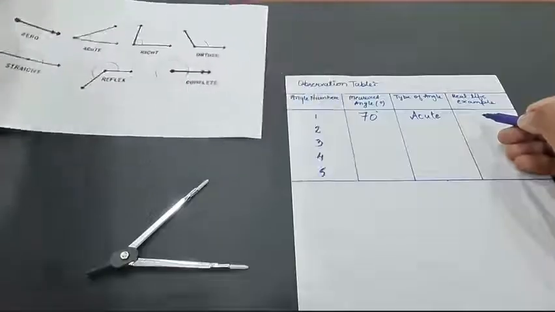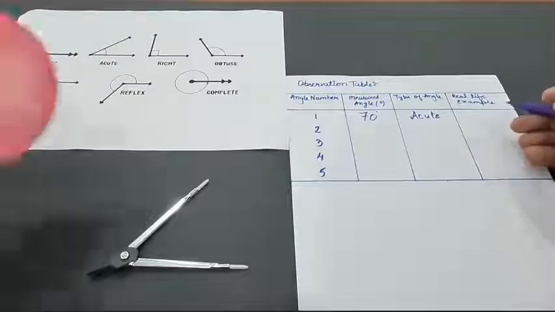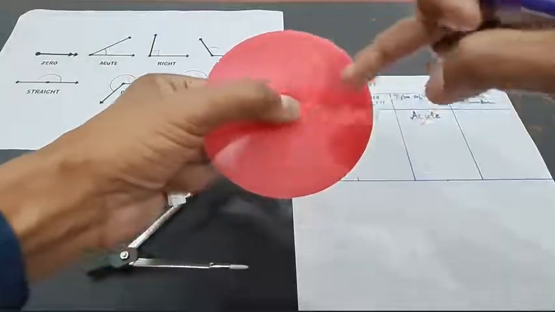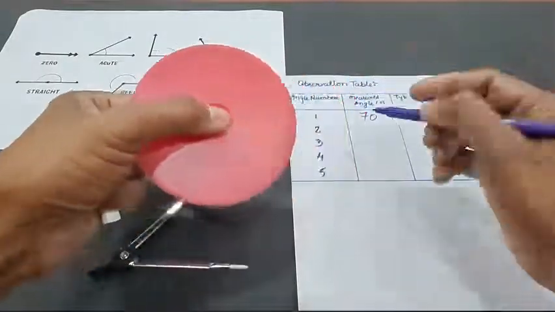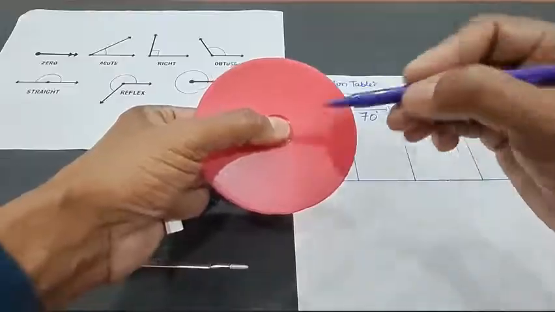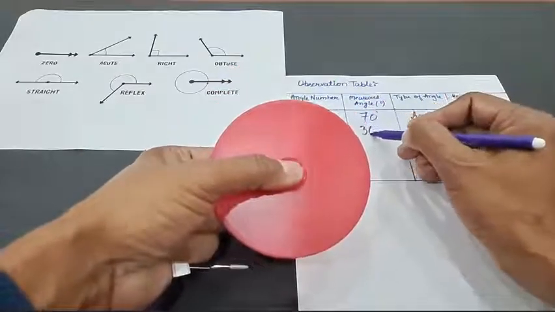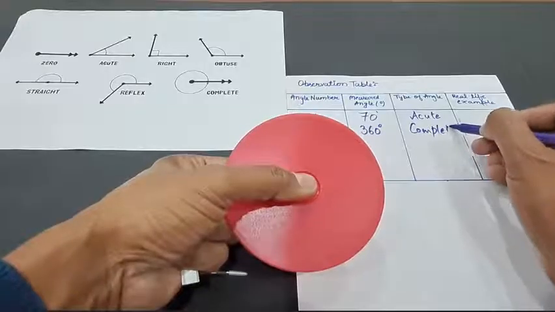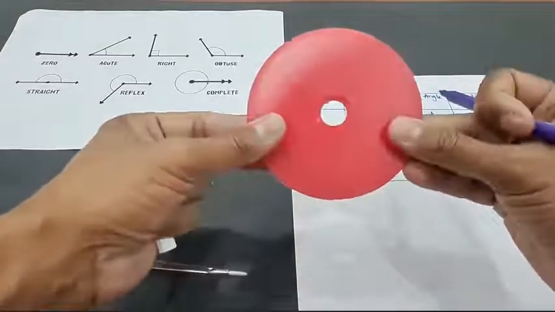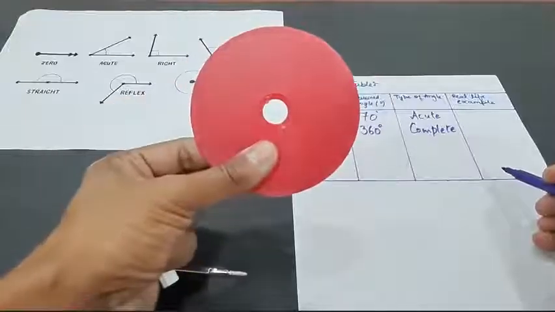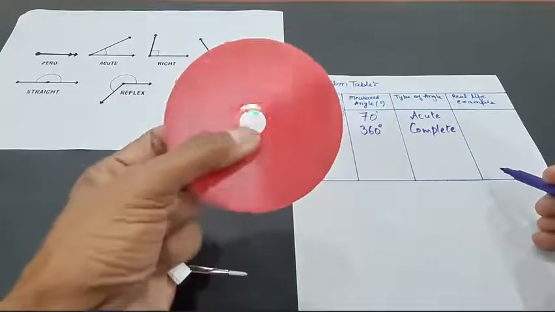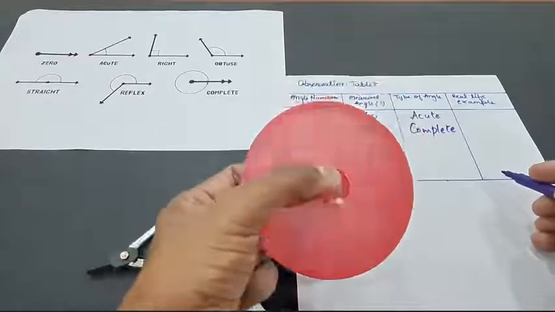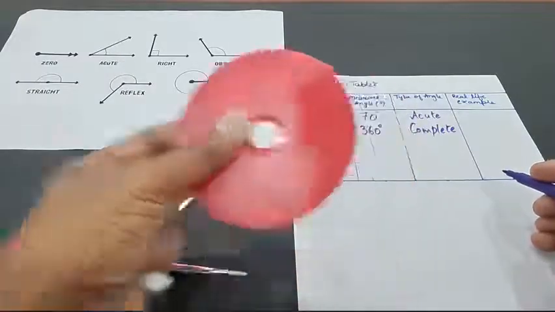Now, another different type of angle which can be given is like this. You can see the center here, and this forms a complete circle. So the angle measurement in this case is going to be 360 degree, and that is called a complete angle. And where do you find complete angles? You find the complete angles in objects like this. They are called circular discs. We use them so many times in our daily routine.